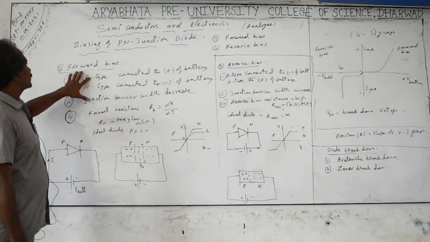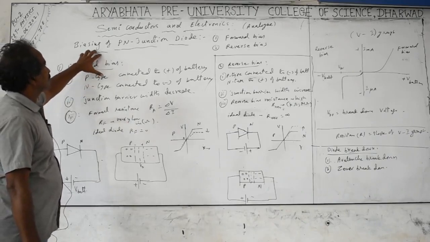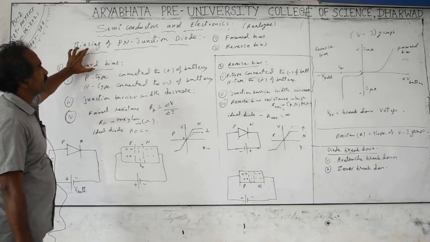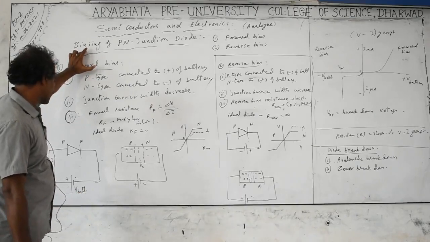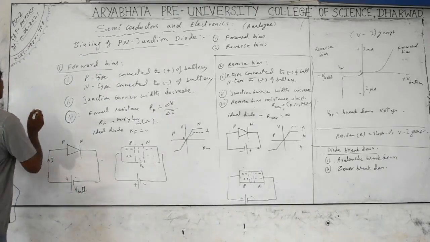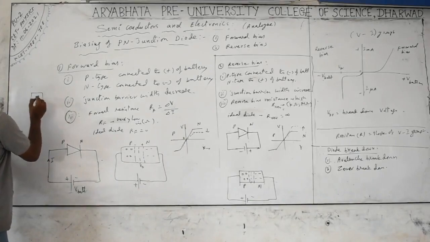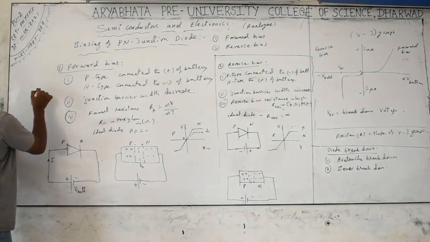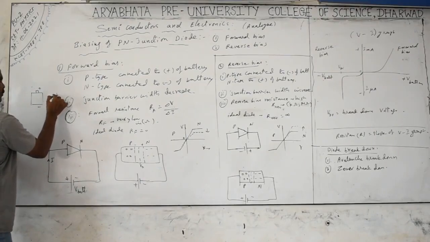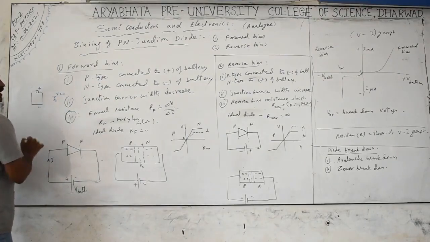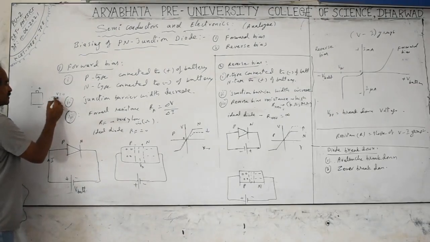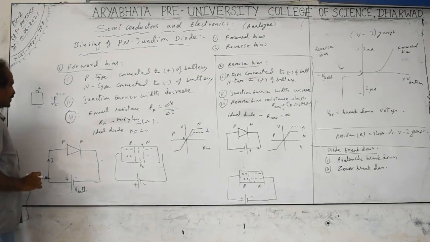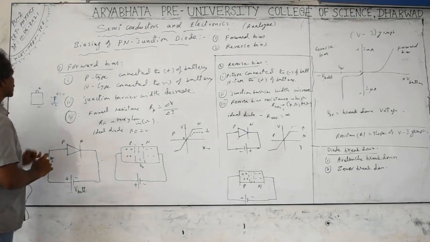Next part is the biasing of the PN junction diode. Biasing means showing partiality, giving inequality. Here every battery has two potentials, one higher potential and another lower potential. The potential at infinity is 0, so with respect to ground, it is 0 potential. The plus terminal has higher potential and the minus terminal has lower potential. So every battery has two potentials, higher and lower.